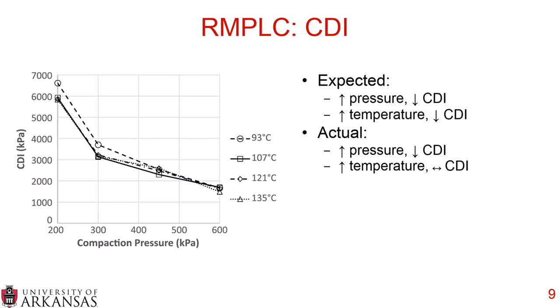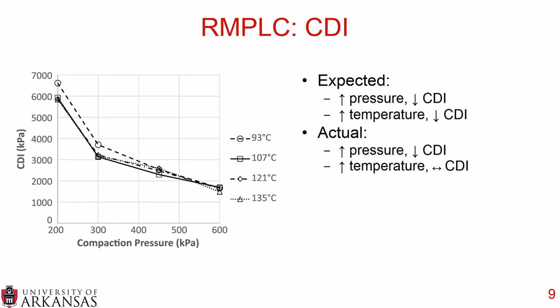But what actually happened was, as the pressure was increased, the CDI did decrease. But interestingly, as the temperature was increased, the CDI was not quite as conclusive, especially when you're up there at the 600 kilopascals. Regardless of the compaction temperature, all of the data fell on itself. So using the typical mix design procedures at 600 kilopascals of pressure on your Superpave gyratory compactor, we really didn't see a big difference in CDI.